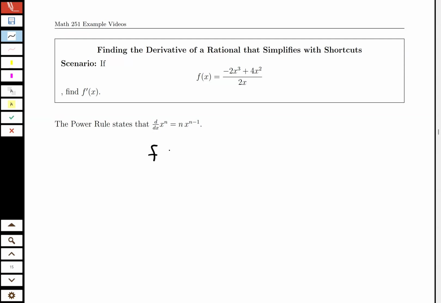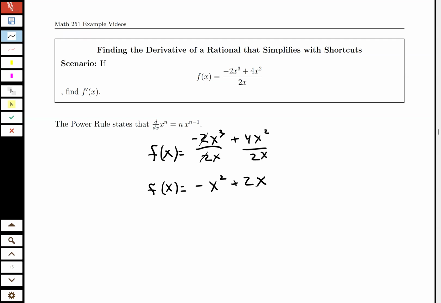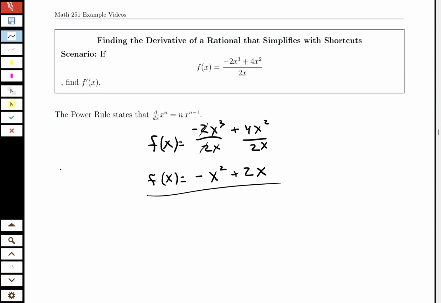So we have f of x is equal to negative 2x cubed plus 4x squared, and each of these components is being divided by 2x. The 2's cancel for that first piece, leaving me with a negative 1. X to the cube, take away an x, gives me an x squared. 4 divided by 2 gives me a 2 here. X squared taking away an x leaves me with x. So my function f of x is equal to negative x squared plus 2.